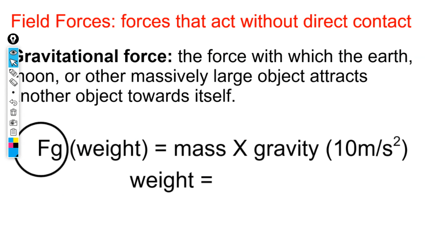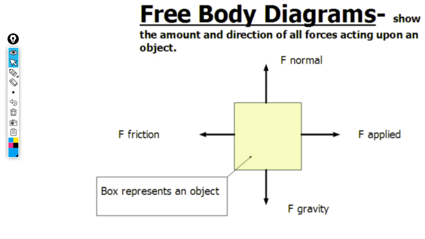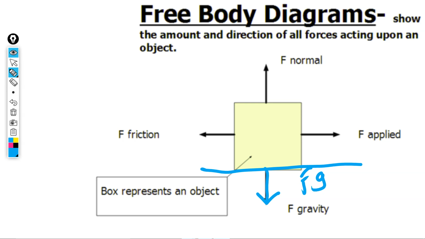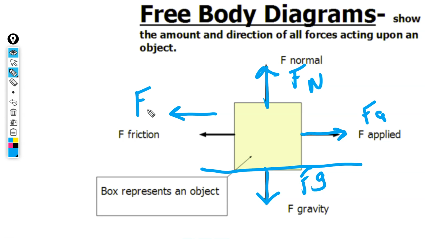Field forces are not in direct contact with each other, and then we did some free body diagrams. Remember that force of gravity would be F sub G, and a supporting force, if an object was on a table, would be F N. And if there's an applied force moving the object in the direction of the applied force, there would be friction in the opposite direction. And if it was moving, F sub K, and if it was not moving, F S for static.